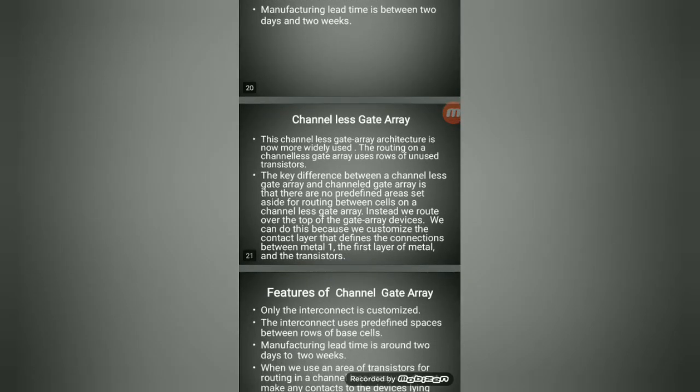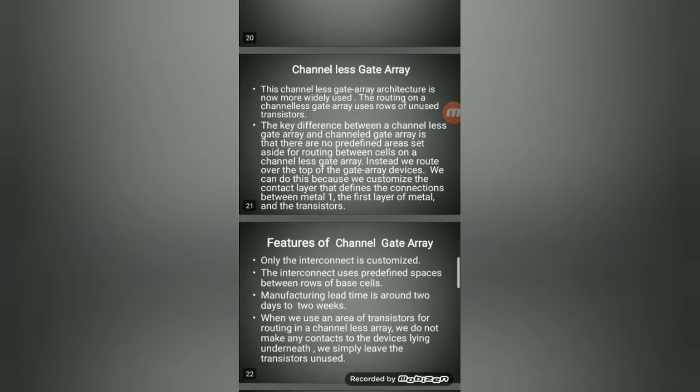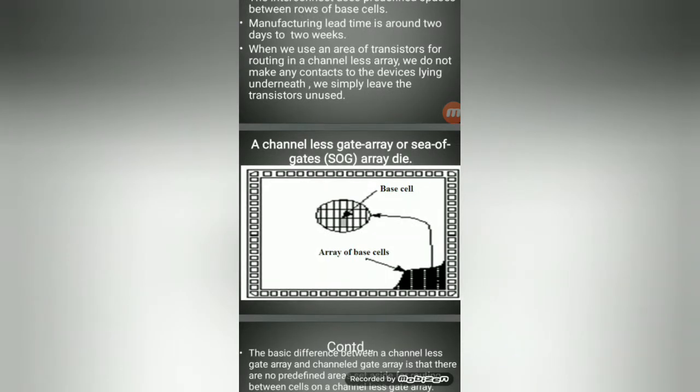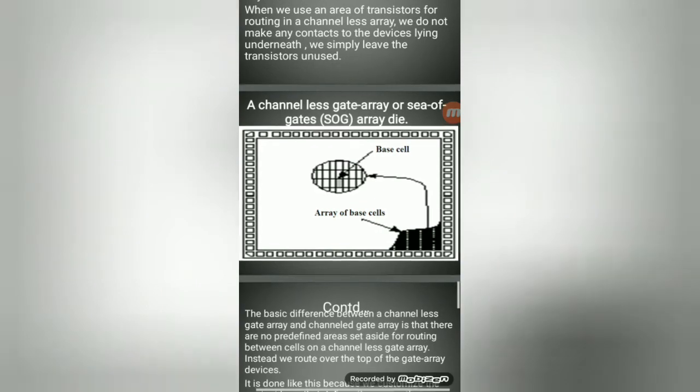Channel-less means here there is no separate channel in between the logical blocks. Within the logical blocks themselves we have some routing channel. Based on that we can connect all the logical blocks. That's why it is called channel-less. Here we can see the channel-less gate array. Channel-less gate array is also called sea of gates. Sea of gates and channel-less gate array are both the same. So here there is no separate channel in between the logical blocks. Within the logical blocks themselves, it provides some routing space. That's why it is called channel-less gate array. It is shown in the figure.